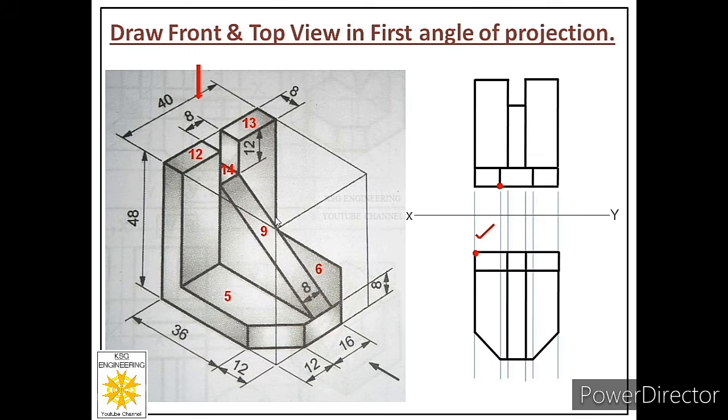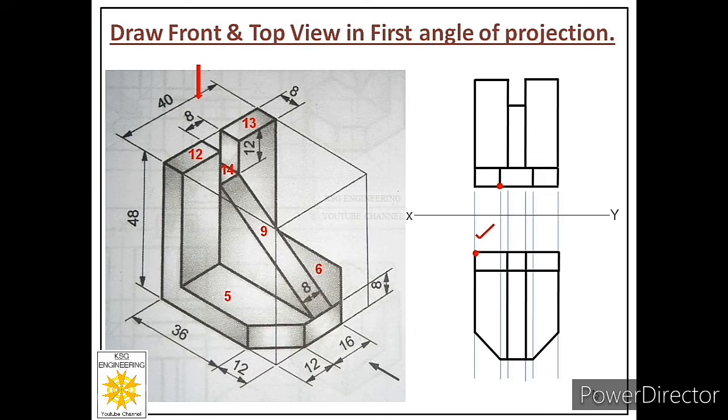So when you look at face 9 from the top, you cannot see this width. You will see this base as its width. So this is what we have drawn over here. This is 40. So we are ready with the top view of this particular object. So I hope the procedure of drawing front and top views for this particular problem is clear to you.